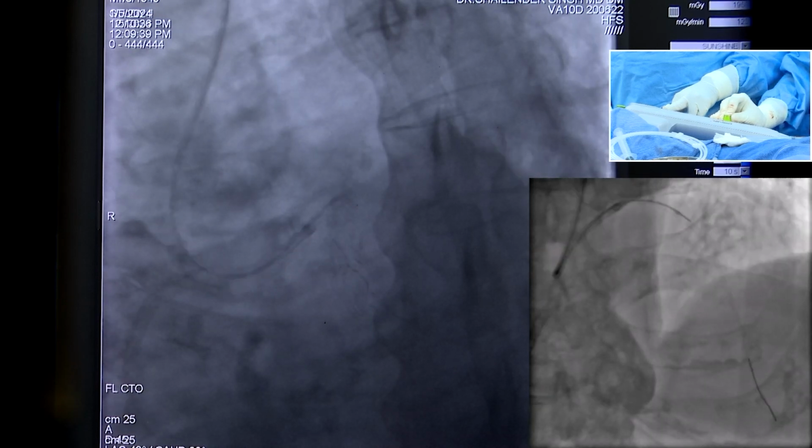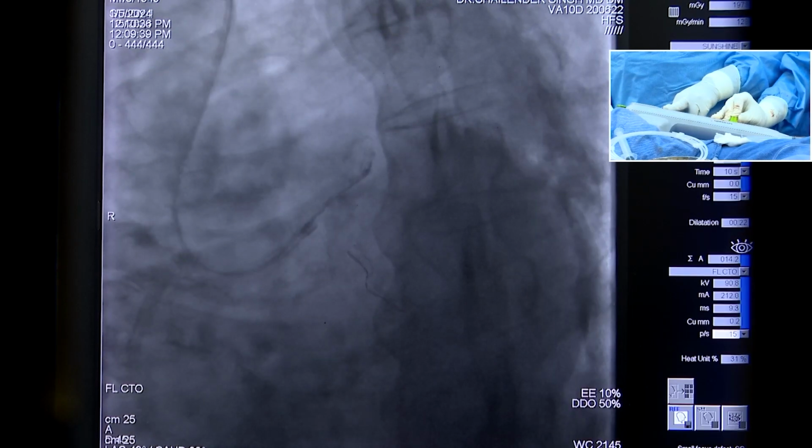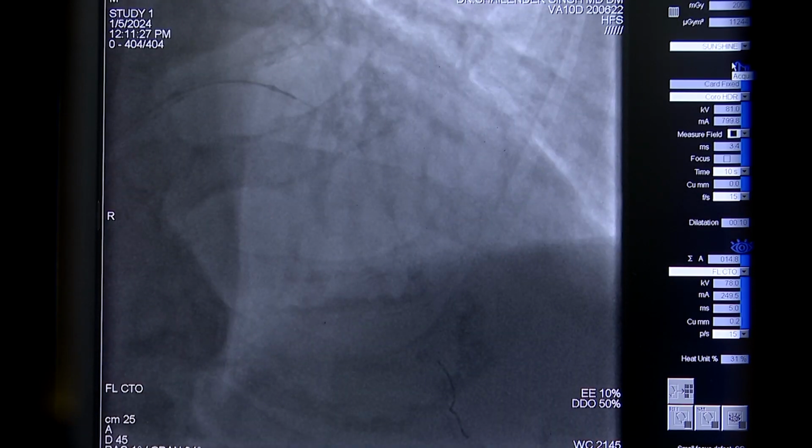Now I am doing only proximal LAD and distal LMCA. This is the tightest area. ECG, pressure, everything is fine.